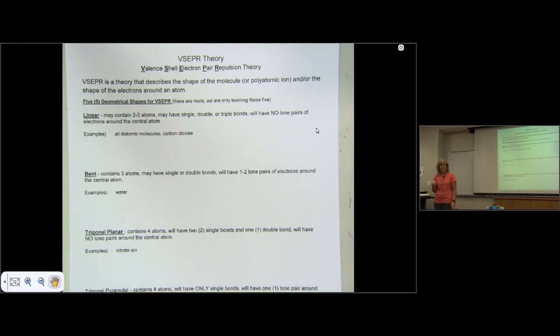VSEPR stands for valence shell electron pair repulsion theory. Now that sounds like a bunch of garbage, but let's break it down, and that's why I've written it out for you. What is the valence shell? The outer energy level. So the valence shell simply means outer energy level. What's a pair of electrons? Come on, what's a pair of turtle doves? What's a pair of anything? Two. Okay.